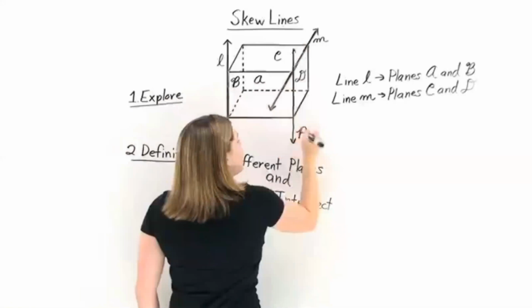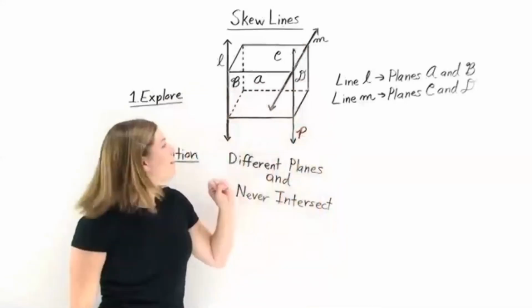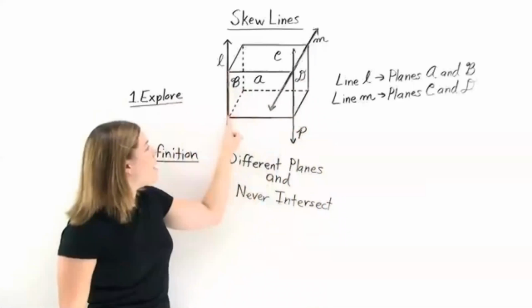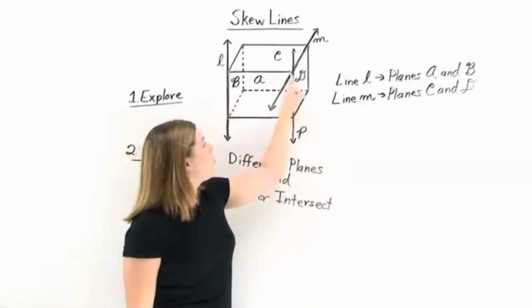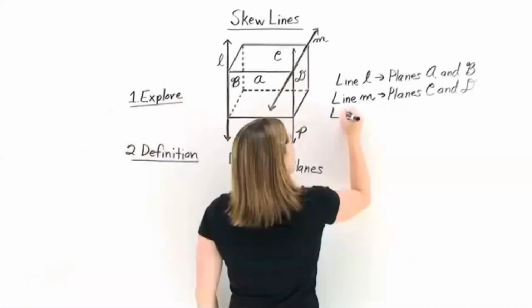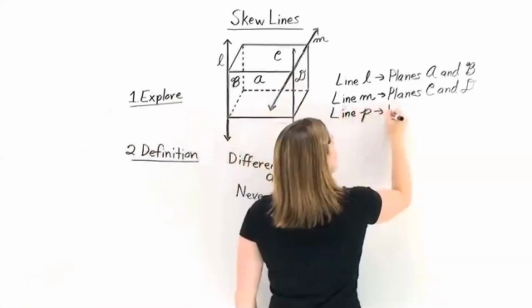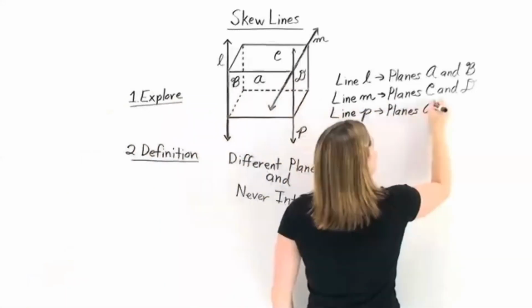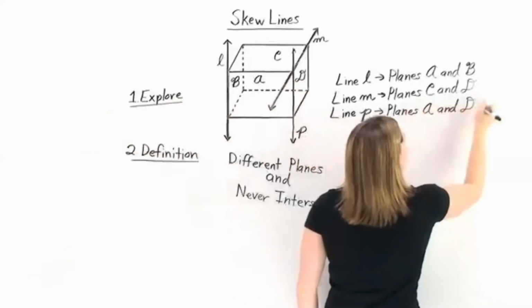Now let's look at the planes that line P is in. Well, line P runs in this plane in the front, plane A. And it also runs in this plane on the side, plane D. So our third line, line P, runs in two planes. It runs in planes A and D. Now take a look at our lines.